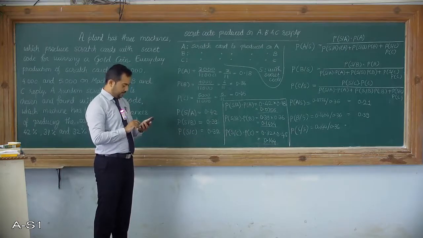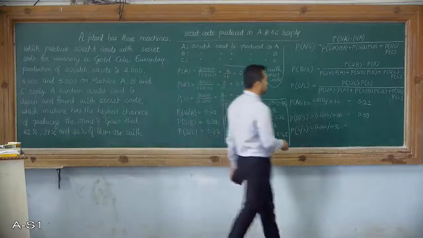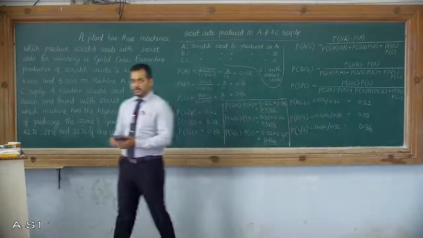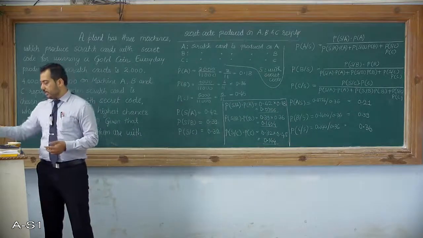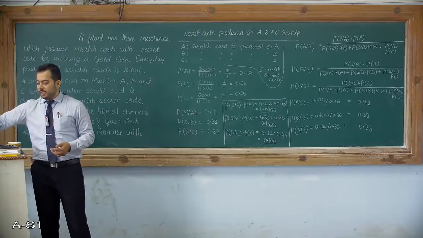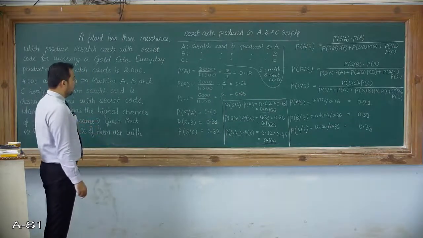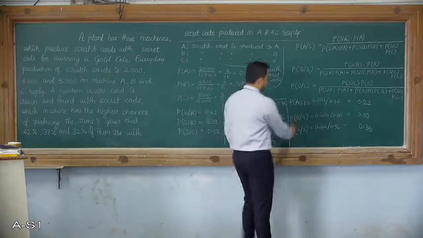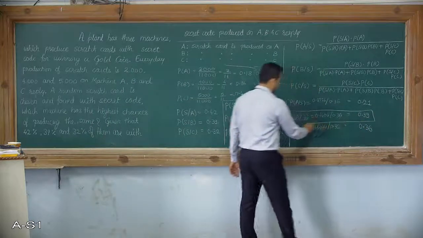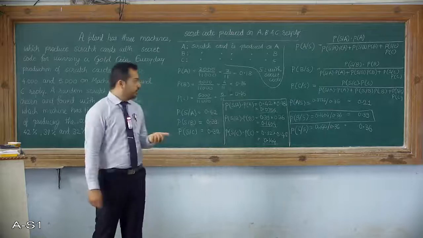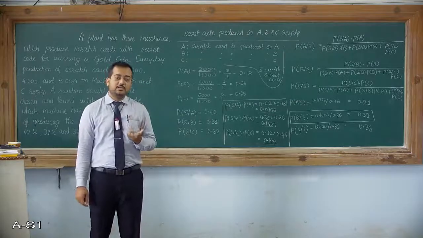And then for C, it is 0.36. So there is a 36% chance. If we find a scratch card with the secret code, there is a 36% chance that it would have been produced on machine C. Alright, so now it is very much clear that machine B has got the maximum chance that it would have produced the scratch card with a secret code.